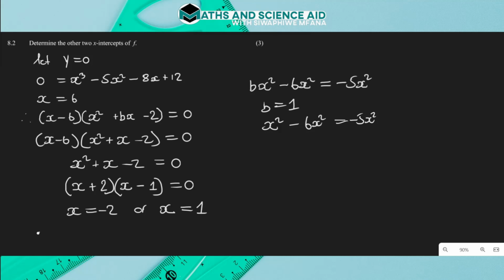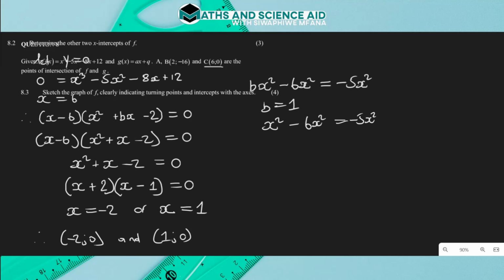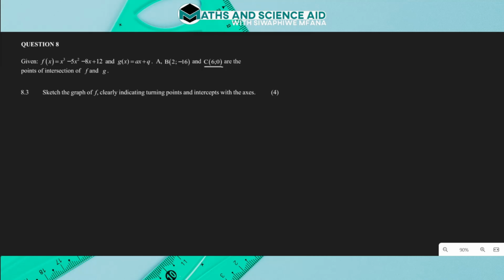Therefore, we can now conclude that the other two x-intercepts of f are going to be equal to negative 2 and 0, and 1 and 0. So that's how we can do 8.2. The next question, 8.3, is asking us to sketch the graph of f, clearly indicating turning points and intercepts with the axis. This is very simple.